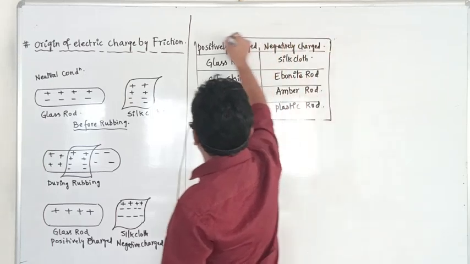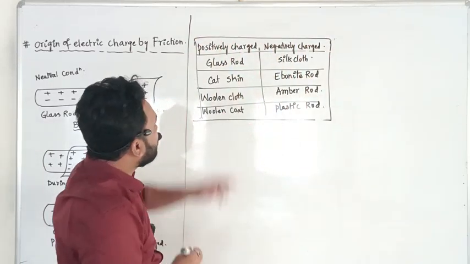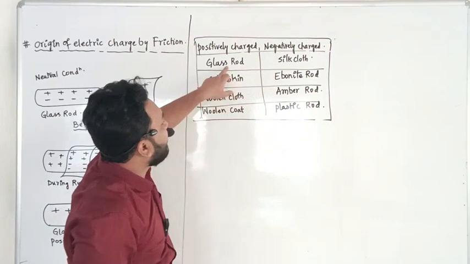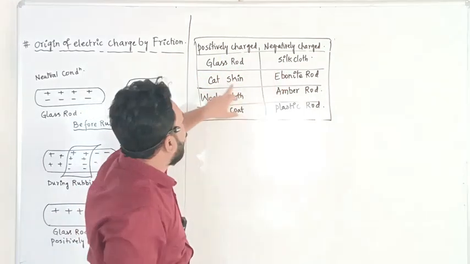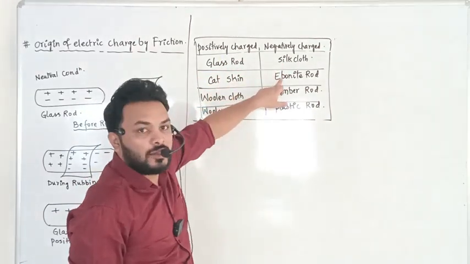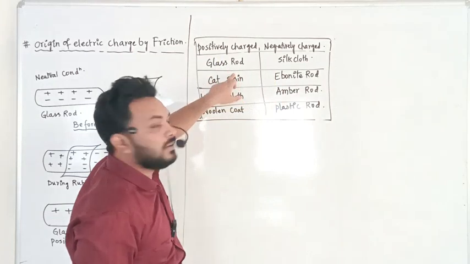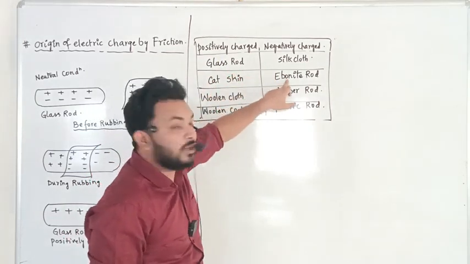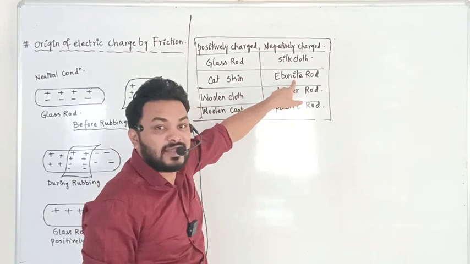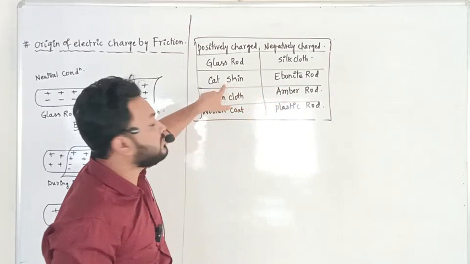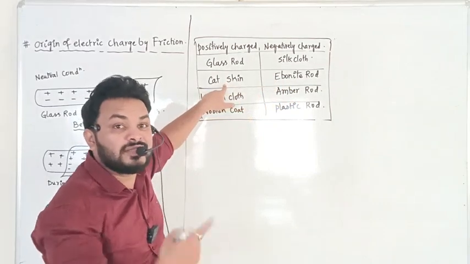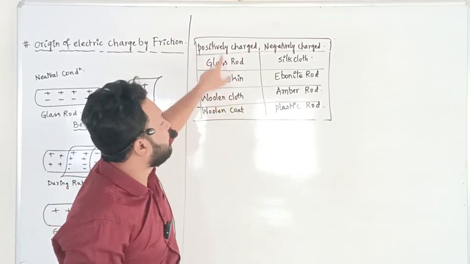Understood? See here, when the glass rod is rubbed with the silk cloth, the electrons are transferred from the glass rod to the silk cloth. When the cat skin is rubbed with the ebonite rod, the electrons from the cat skin transfer to the ebonite rod. So this ebonite rod has a gain of electrons, hence it becomes negatively charged. This is the deficiency of electrons, or losing the electrons. This becomes positively charged.